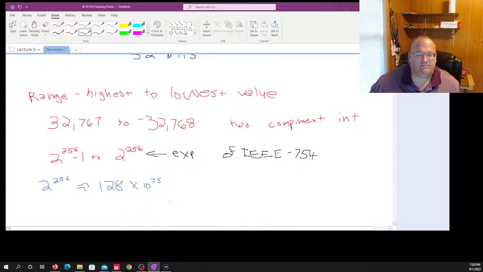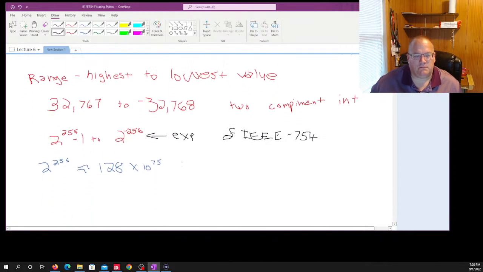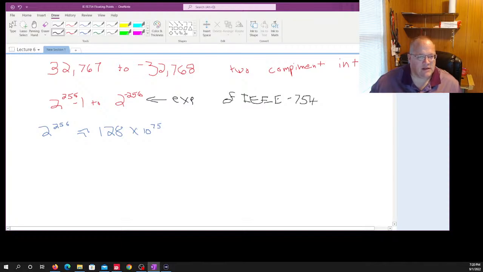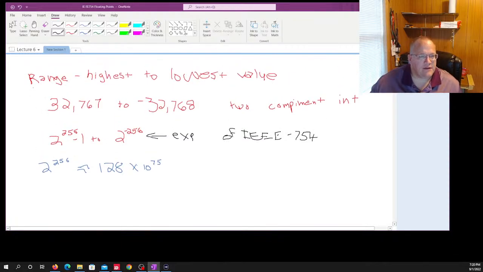That's a big enough number. I don't think we're too worried about running out of space with that one. And then we can go in the negative direction, the exact same distance. So it's pretty good. The range on this is quite good. Okay, so that was range.